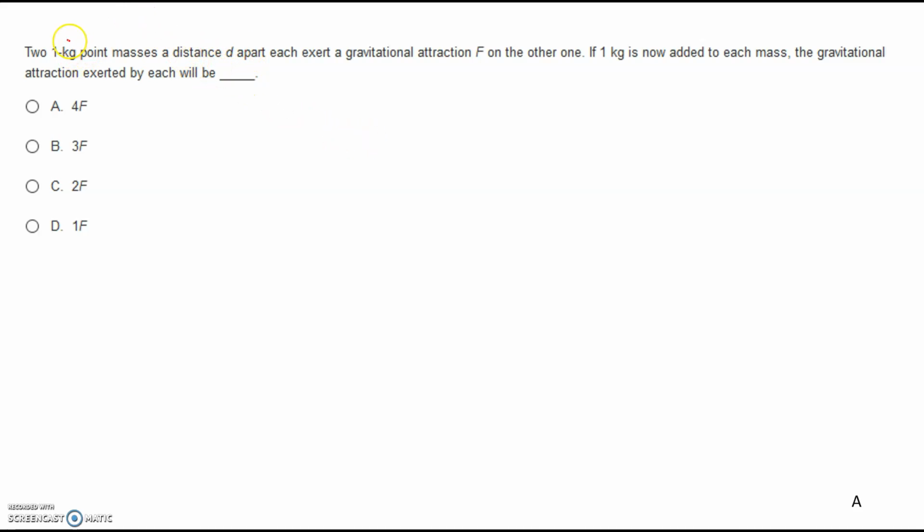So here we have two 1 kilogram point masses, distance d apart, which exert a gravitational attraction F on the other one. If 1 kilogram is added to each mass, so we have 2 kilograms, the gravitational attraction exerted by each will be blank. So what I did was I drew this. This is 1, this is 1, this is my distance. And then, so that's my first scenario, and my second one, I'm going to add 1 to each side. So in the first scenario, I'm using this.